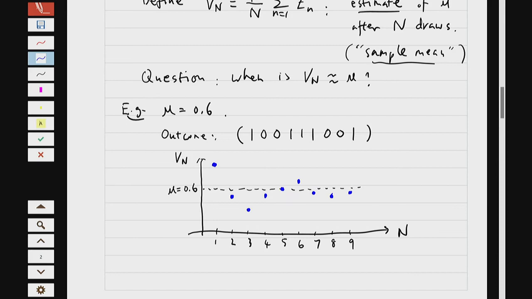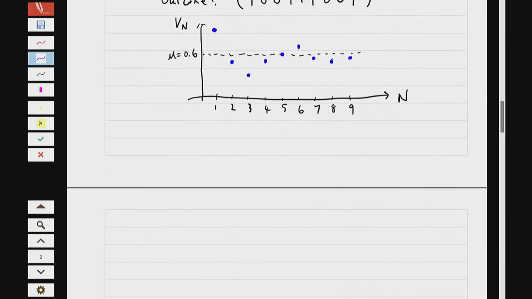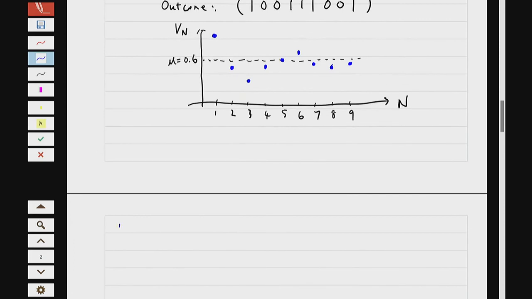So you can see this Vn kind of fluctuates. The hope is that if you have many tries, eventually this thing gets closer and closer to mu. But is that true or not? And by the way, this Vn is also random. Every time you try this, you get a different sequence of outcomes. Every new 9 draws, you get a different sequence and you get different blue dots. So it's a random variable that we have to deal with.